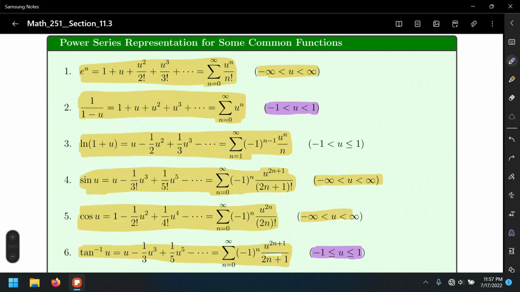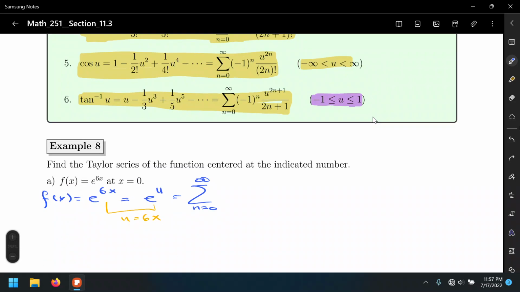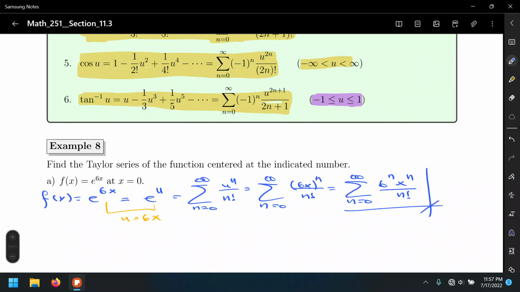And that's sigma u to the n over n factorial, where in this case u to the n is 6x to the n over n factorial, which reduces to sigma n equals 0 to infinity of 6 to the n x to the n over n factorial. So that's the series representation.